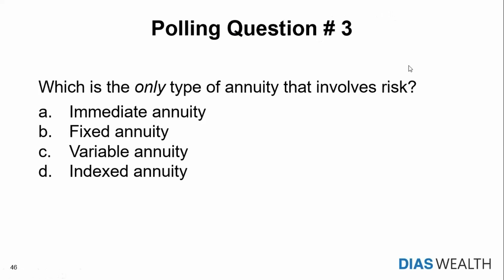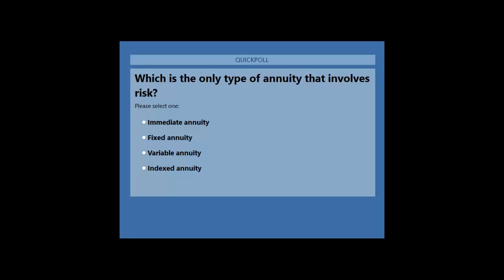Let me go ahead and launch the third polling question. Which is the only type of annuity that involves risk? A, immediate annuity, B, fixed annuity, C, variable annuity, or D, indexed annuity?